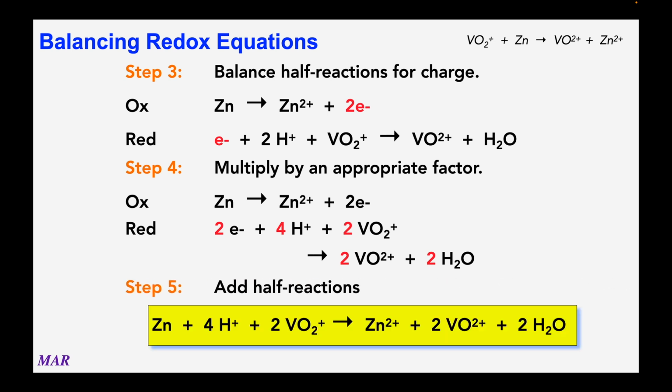So the final step is just adding them together. You're going to have the zinc, you're going to have H plus and VO2 plus 1, and that's going to make zinc 2 plus, VO2 plus and 2 waters. And again, you are welcome to check these, make sure they're balanced for both charge and mass, because it's really important. You have just balanced a reaction in acid.